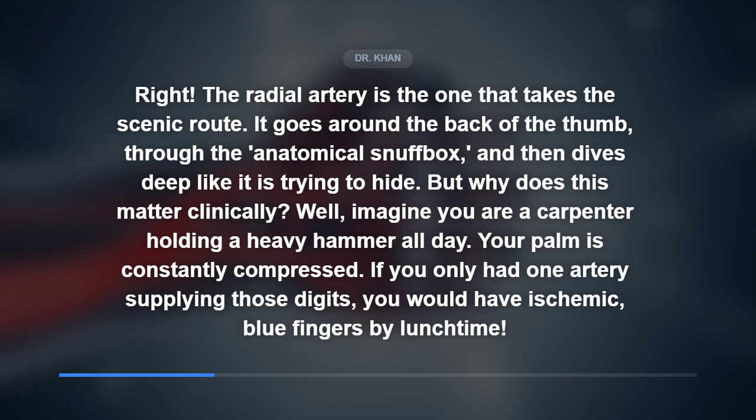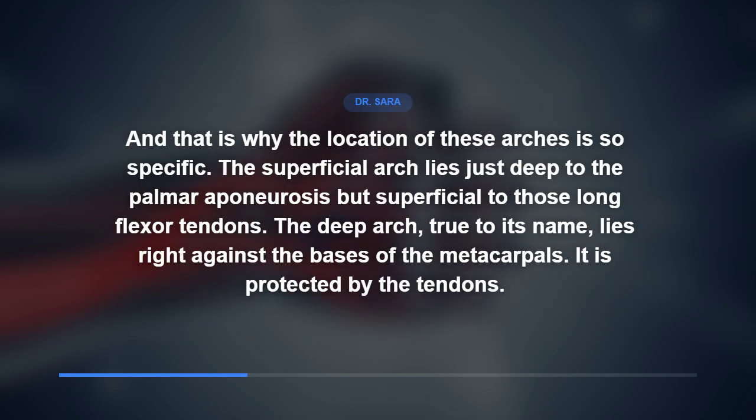Right. The radial artery is the one that takes the scenic route. It goes around the back of the thumb through the anatomical snuff box and then dives deep like it's trying to hide. But why does this matter clinically? Well, imagine you're a carpenter holding a heavy hammer all day. Your palm is constantly compressed. If you only had one artery supplying those digits, you would have ischemic blue fingers by lunchtime.